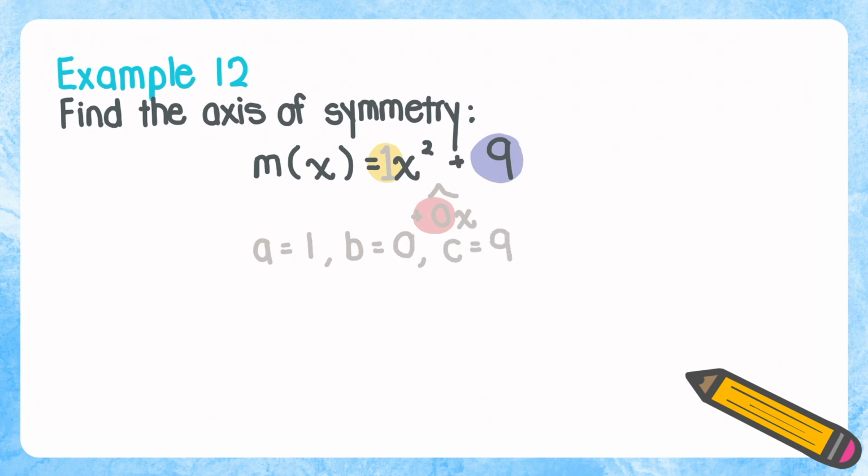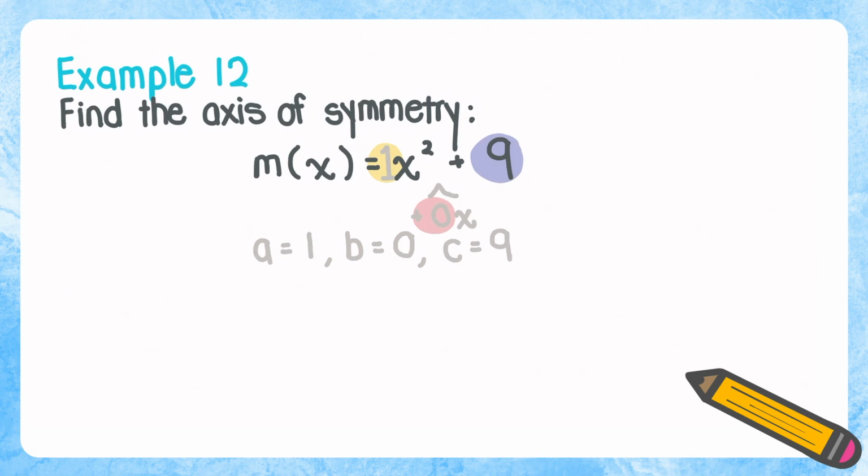Be very careful right here. B is not 9. Remember, b is associated with the linear term. In this case, it was an empty linear term. And we use 0 to signify emptiness. A is the coefficient of the quadratic term, b is the coefficient of the linear term, and c is the constant.